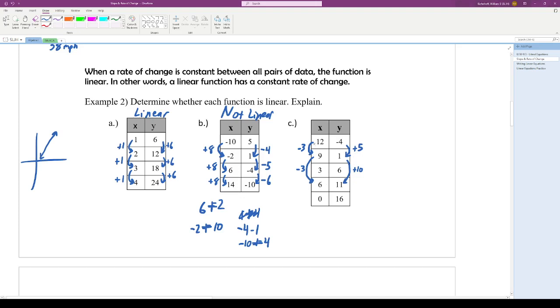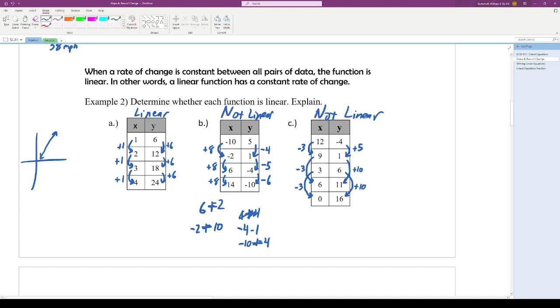So we find two different changes where our change in x and our change in y aren't consistent. So we have a consistent change in x, but a different change in y. We know this one is not linear. And I could have, again, looked at 3 to 0. That's a change of minus 3. That corresponds with 6 to 16. That is plus 10.